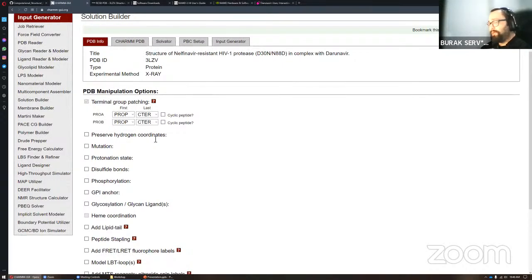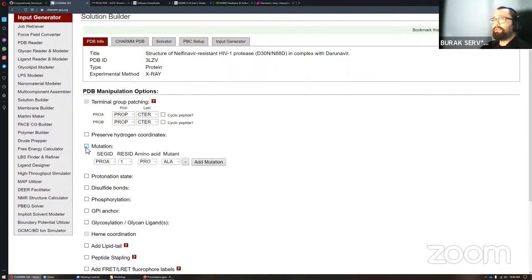actually now we're gonna create a new simulation. So we will not enable this part. So we can continue with the next one. And the mutation part. Now, in your structure, you can swap any amino acid to another one.